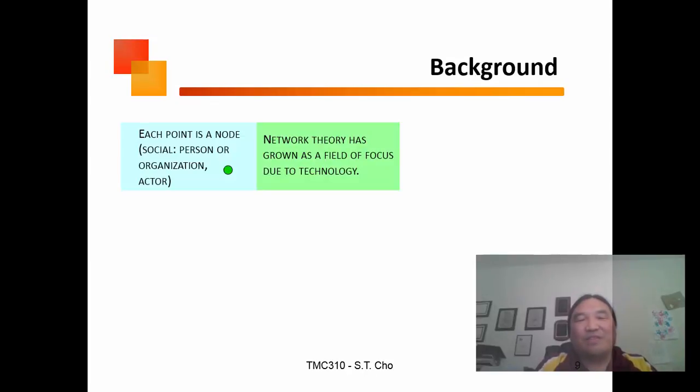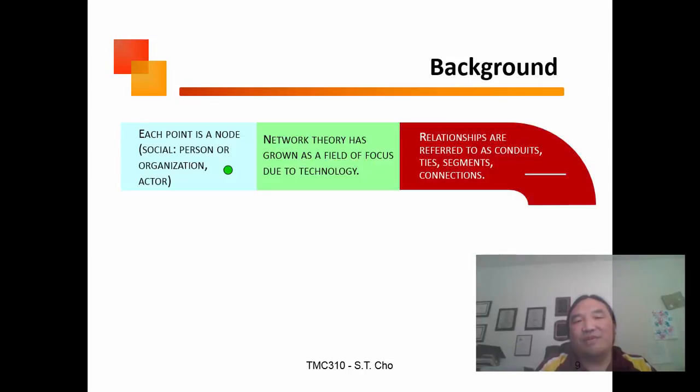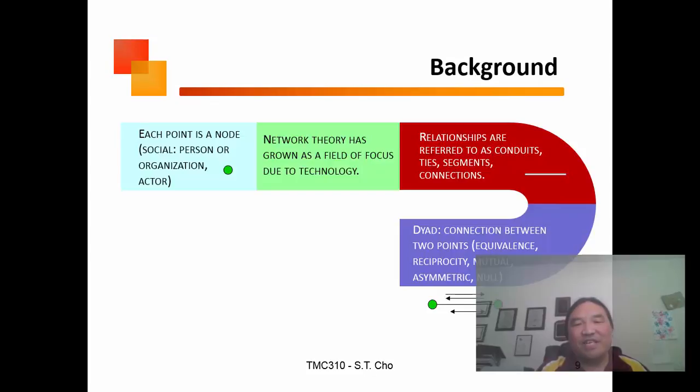Network theory has always been a field that people have studied, but now it's come under even more scrutiny just because of social networks and everything else because of the internet. And so the relationships that tie these nodes together are referred to as conduits, segments. And so you'll hear me using the words interchangeably.